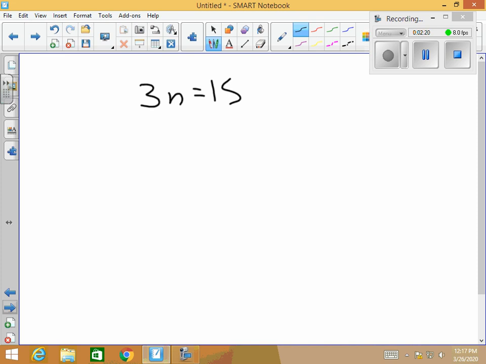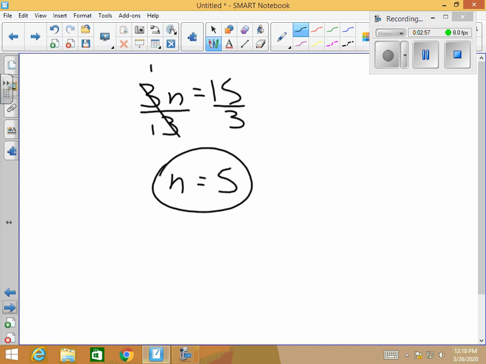Because this is 3 times n, in order to separate my n and get it by itself, I must divide by that 3. When I divide by that 3, I get 3 over 3, which is simply 1, times n, which is n. Now, to maintain equality, I have to do to the left side exactly the same as I do to the right side. So since I've divided the left side by 3, I've got to divide the right side by 3. And that reduces: 15 divided by 3 is 5. So n is 5, and that's the goal. That's what we were looking to get.